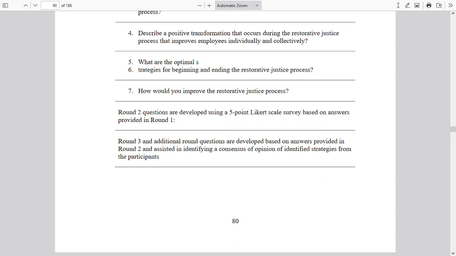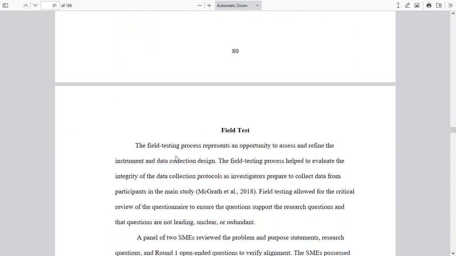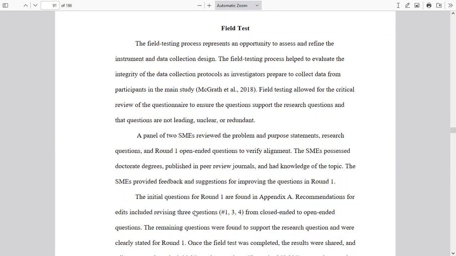Okay, so now here we are. But after this, round 2 will be a 5-point Likert scale that comes from the round 1 questions based on the answers, and then for round 3, additional questions are developed based on the answers provided in round 2, and so the round 3 ranking scale depended on round 2.